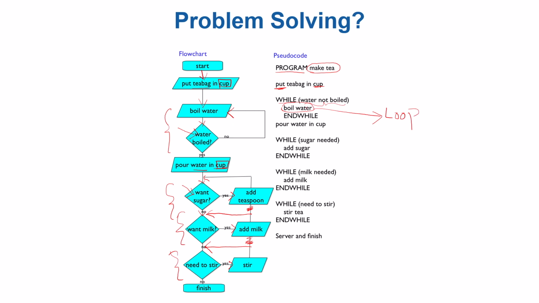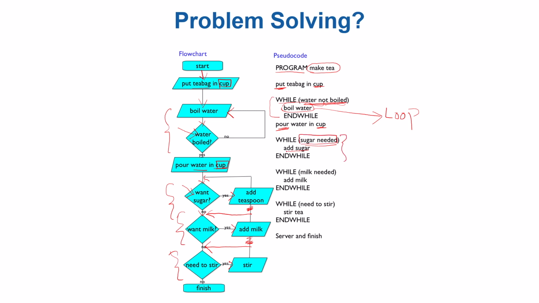So while water is not boiled, boil water. Then again check, water boiled or not? No, boil again. Keep on boiling. So this is repetition. Once the water is boiled, which means this condition, water not boiled, becomes false, then you exit this loop. You pour that water in the cup. That's again a keyword. Then you ask, okay, need sugar? Yes, add sugar. Need sugar? Yes, add sugar. So you keep on doing this until you don't need sugar anymore. So that's again a loop.